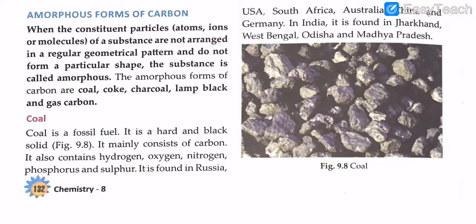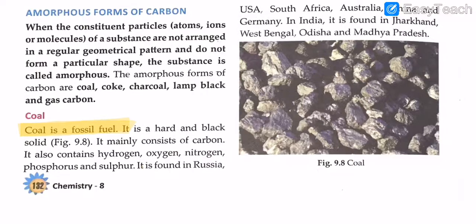So let's start off with coal first. The first thing to know about coal is that it's a fossil fuel. It is hard and a black solid. It mainly consists of carbon and it also consists of hydrogen, oxygen, nitrogen, phosphorus and sulfur. So it's a very, very hard substance and it's a black solid. Again, let's recall. First, it's a fossil fuel. Second, it's hard. Third, it's black. Fourth, it mainly consists of carbon and also other impurities, such as hydrogen, oxygen, nitrogen, phosphorus and sulfur.